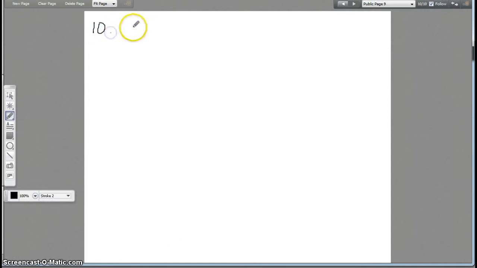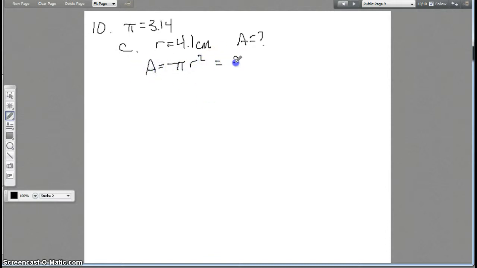So we're continuing on with number 10. Remember, for pi, we are going to use 3.14, and we're going to round to the nearest integer. So part C and D use area. Part C wants you to find the area of a circular sand dollar that has a radius of 4.1 centimeters. So r is 4.1 centimeters, and we need to find the area. Remember, area is pi r squared, and that's what we're trying to find. Pi is 3.14. Our r is 4.1, and we're going to square that.